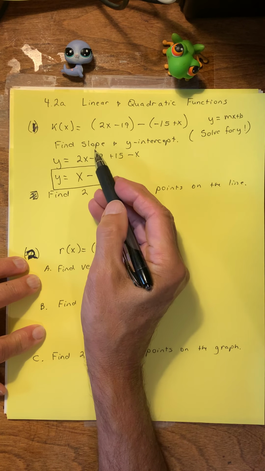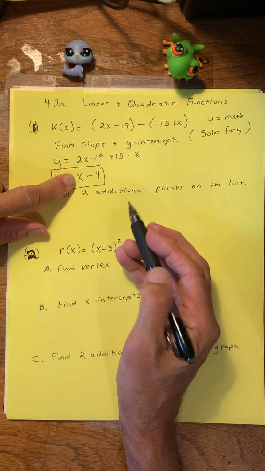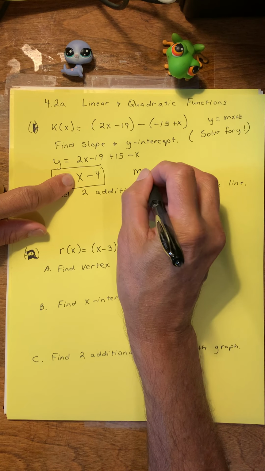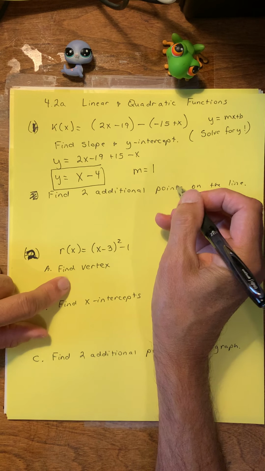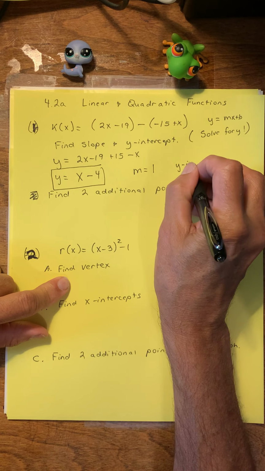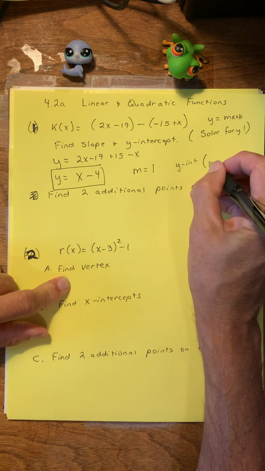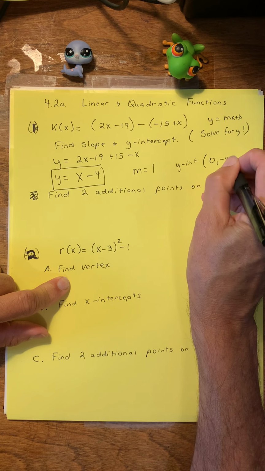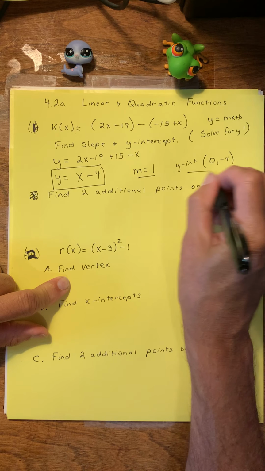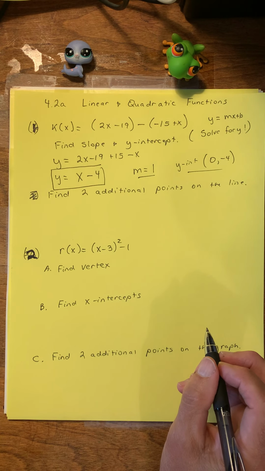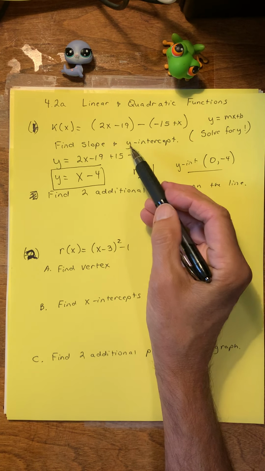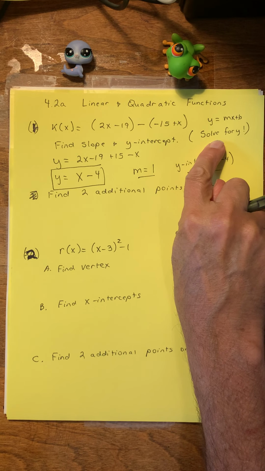I should be able to find my slope. It's the number in front of x. I don't see a number, so it must be a 1. And my y-intercept, they want me to put it as a point, so it's (0, -4). Slope, y-intercept. So if they ask for the slope and the y-intercept, you solve it for y.